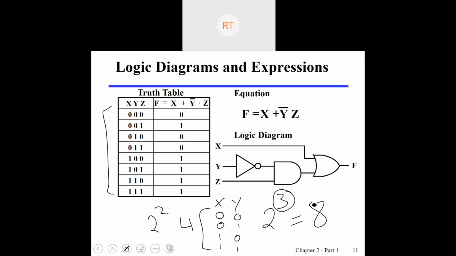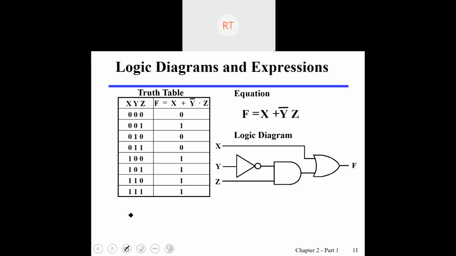How do I fill the 8 combinations? Look, I start with 4 zeros, 4 ones, then 2 zeros, 2 ones, 2 zeros, 2 ones, then 0, 1, 0, 1, 0, 1, 0, 1. Clear? Do you want me to repeat? How do I quickly fill the truth table? 4 zeros, 4 ones, then 2 zeros, 2 ones, 2 zeros, 2 ones, then 0, 1, 0, 1, 0, 1, 0, 1. This will be a very quick way of filling my truth table.